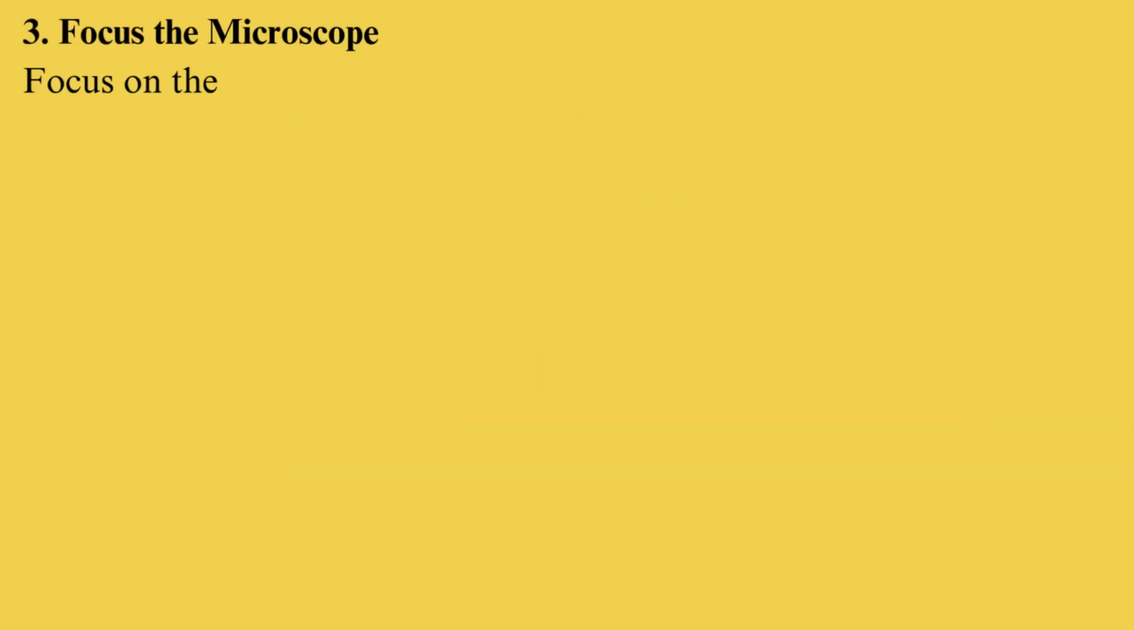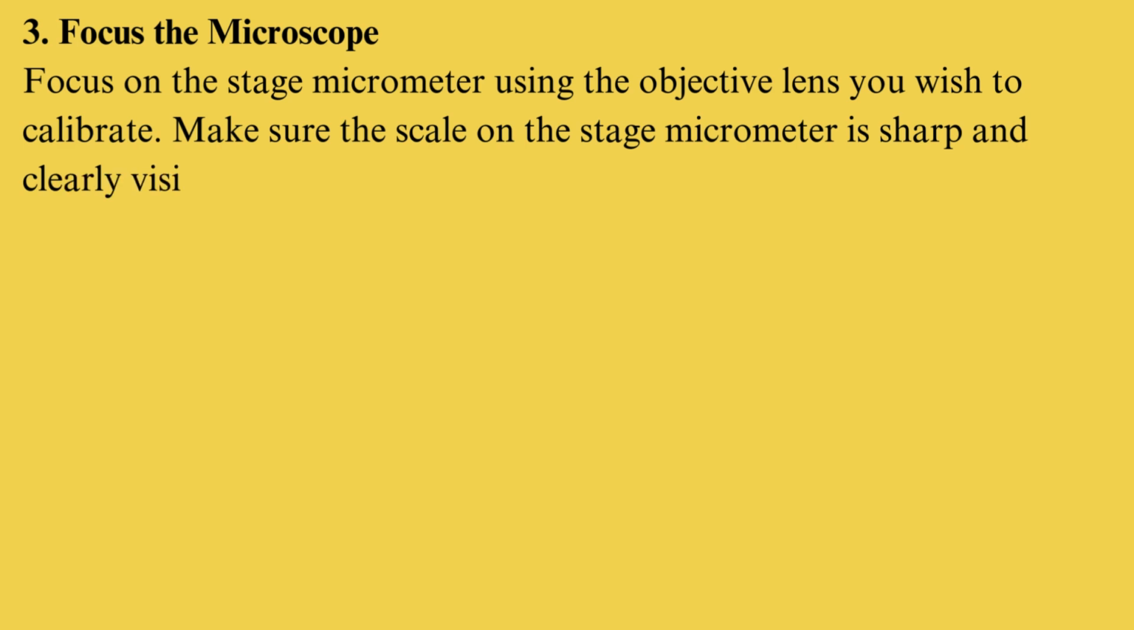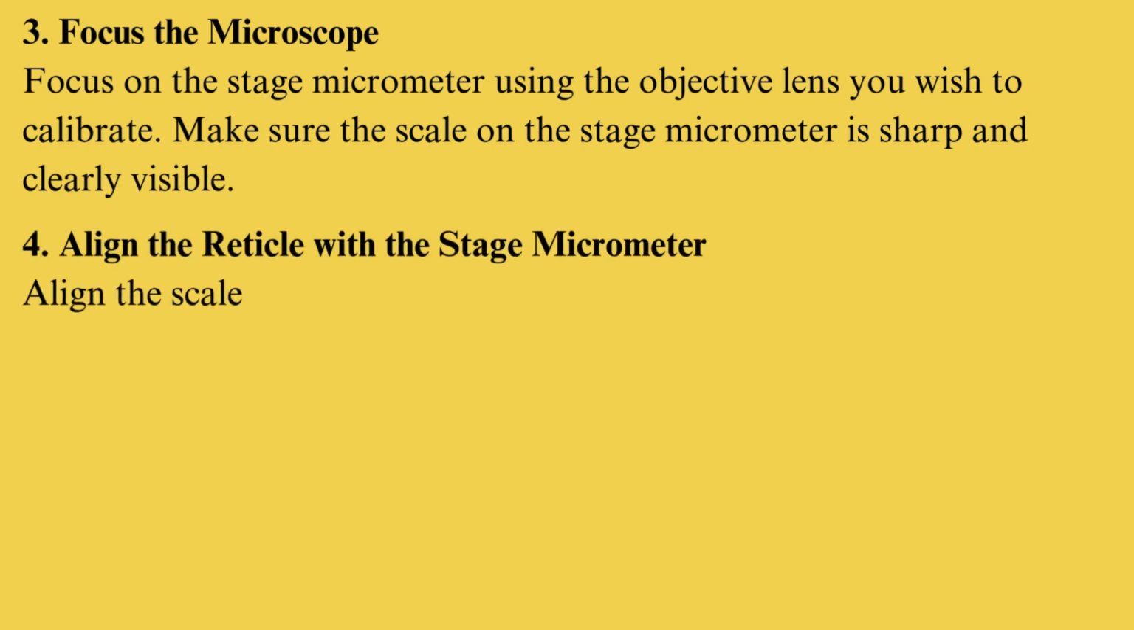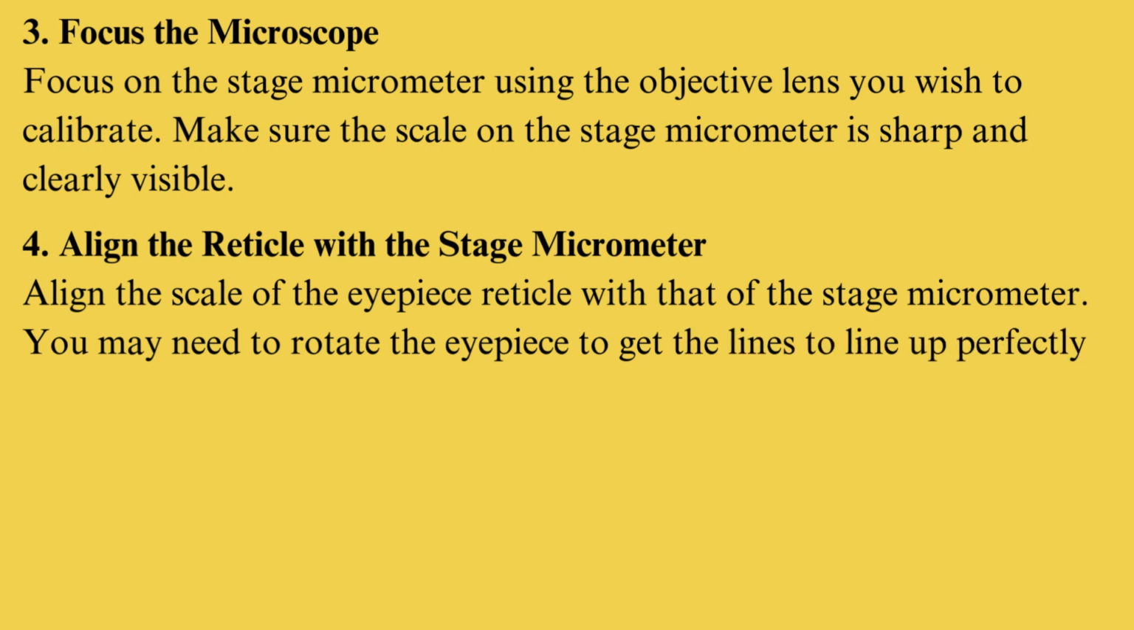Focus the microscope. Focus on the stage micrometer using the objective lens you wish to calibrate. Make sure the scale on the stage micrometer is sharp and clearly visible. Align the reticle with the stage micrometer. Align the scale of the eyepiece reticle with that of the stage micrometer. You may need to rotate the eyepiece to get the lines to line up perfectly.